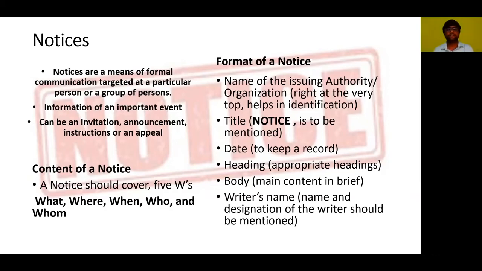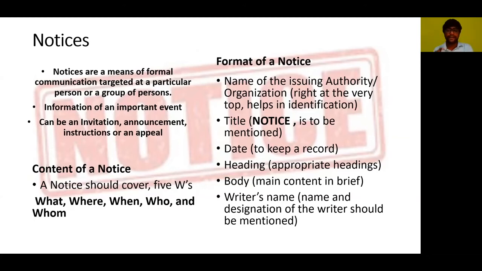Next will be a title, where we will write in bold letters "Notice". We should show the readers or viewers that it is a notice, and it will grab the attention of whoever the reader is. Next, we will put up the date so that we can have a record of when this notice is released. Next would be appropriate headings, and then the body of the notice will come, where the body will include the key things we will be discussing in the notice, or it could be an invitation, an announcement, an appeal, or instructions, where we will be notifying the people with the help of the notice.